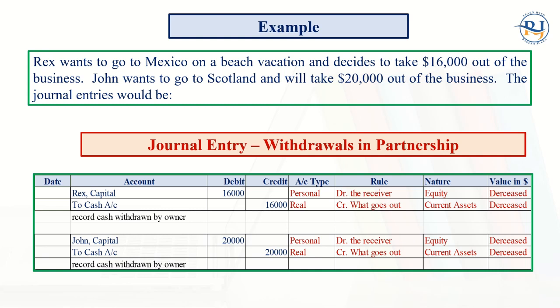The journal entry for the withdrawals in the partnership would be: Rex capital will be debited. Once you debit any capital, it means the money is reducing in the business. So Rex capital $16,000 is debited and cash has gone from the business, $16,000. And exactly the same way, John capital to cash $20,000.